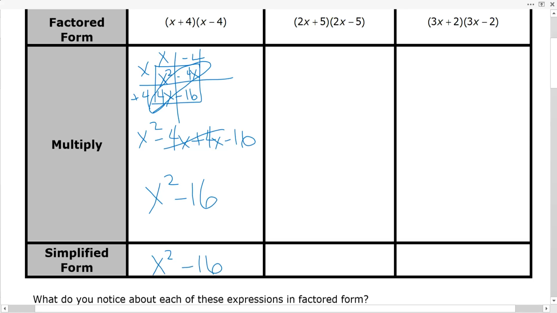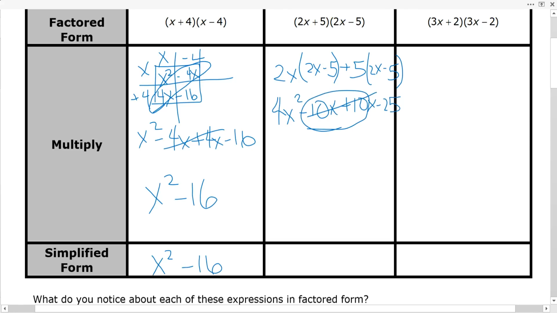Okay, I'm going to use the break apart method for this one. I'm going to have 2x plus 5, and then I have 2x minus 5. So when I double distribute, I end up with 4x squared minus 10x plus 10x minus 25. These guys cancel out to 0. 4x squared minus 25. Hey, I think there's a pattern here. That would be the goal, is to say, hey, there's a pattern here.